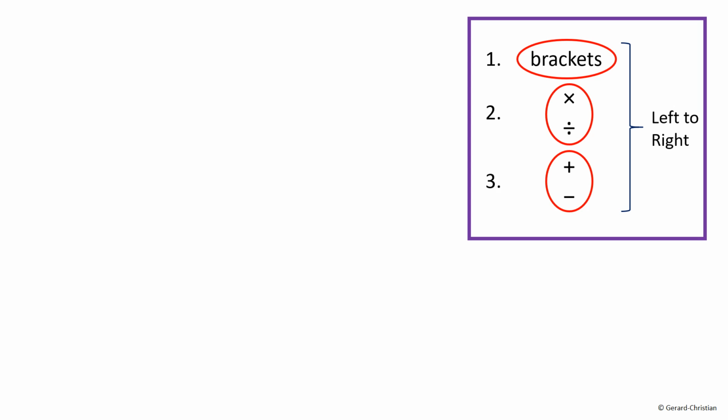And the third step is to do the plus and minus. And all this while, you should be following the left to right rule. Now looking at this problem here: 180 minus bracket 45 minus 30 divided by 3, close bracket, plus open bracket 5 times 3, close bracket.